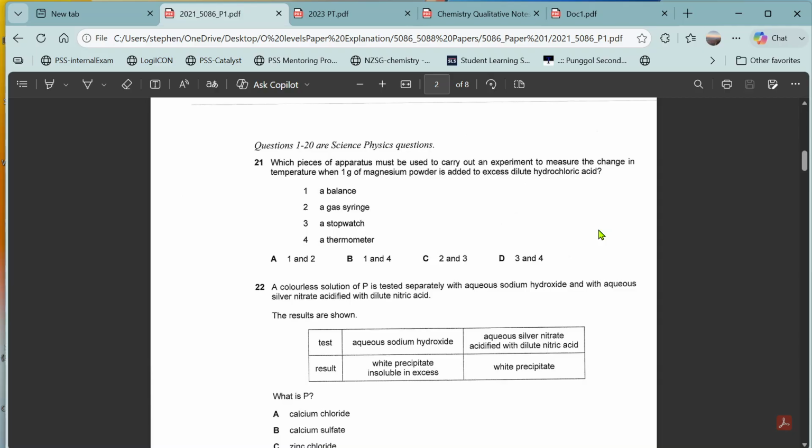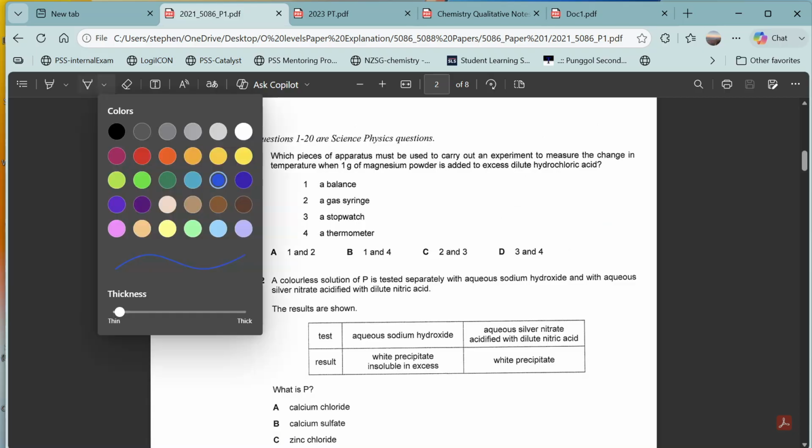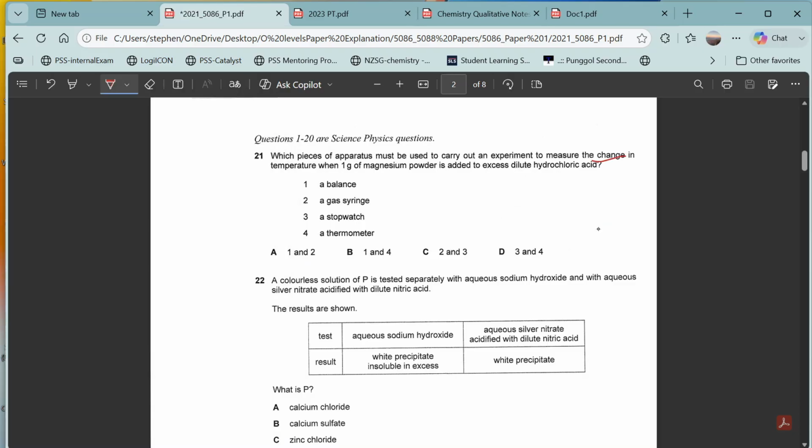Question 21: which pieces of apparatus must be used to carry out an experiment to measure the change in temperature? Change in temperature, so please highlight those important key words. I think I need to use a thermometer, right? And then when 1 gram of magnesium powder is added to HCl, I need to measure 1 gram of magnesium powder, right? I do not need to measure the volume of gas produced, so B.